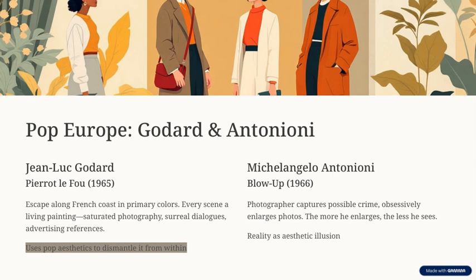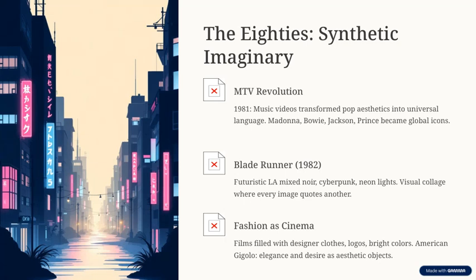Both directors challenge us to rethink how images and reality interact, fitting into the broader theme of how pop culture and visual style influence our understanding of the world. The 80s marked a pivotal shift with what we can call a synthetic imaginary. One of the most defining aspects was the MTV revolution that began in 1981.